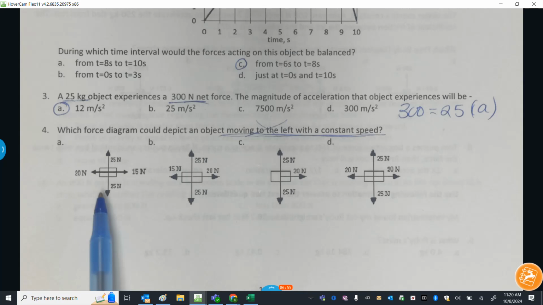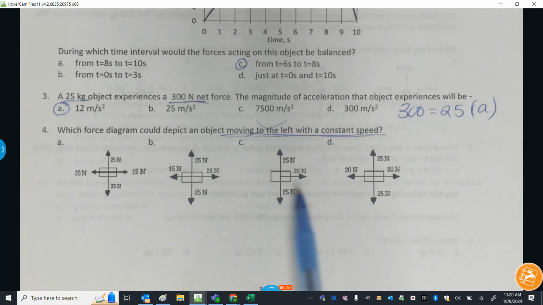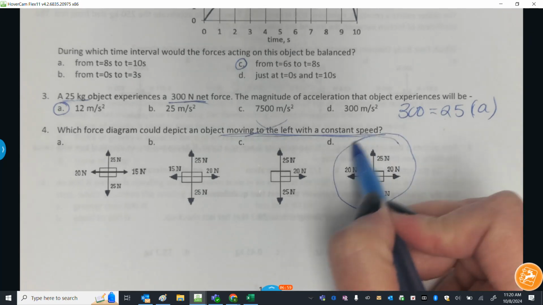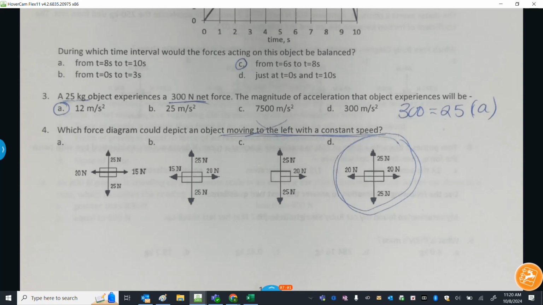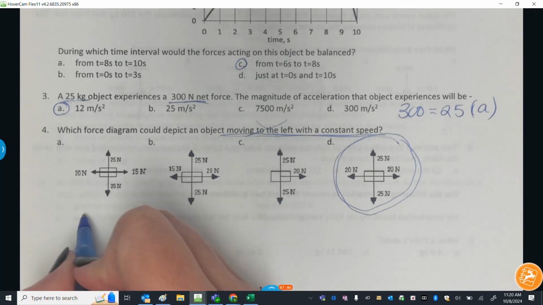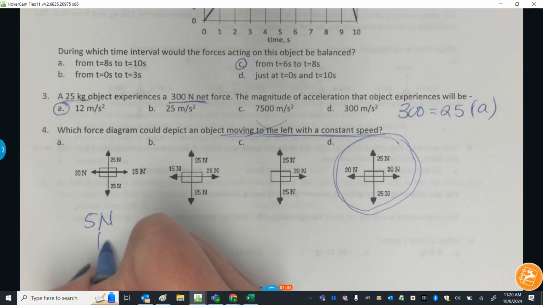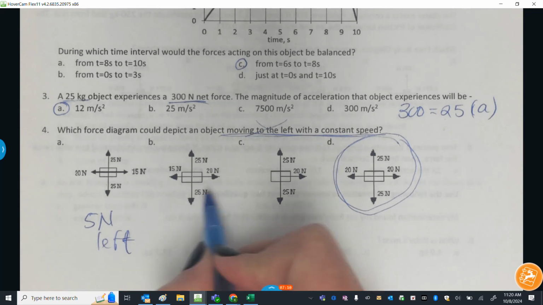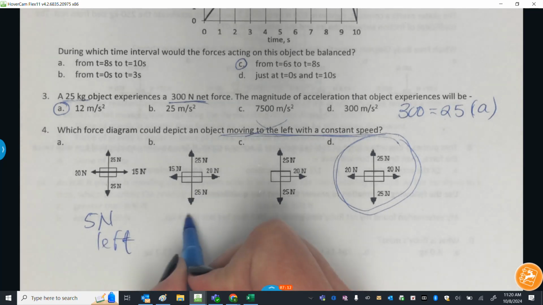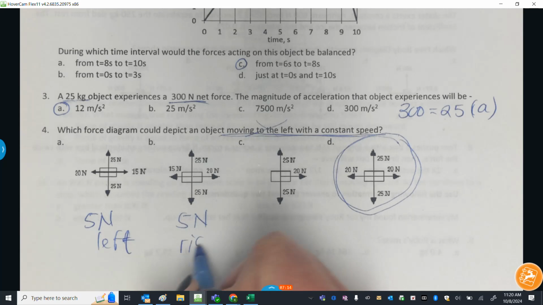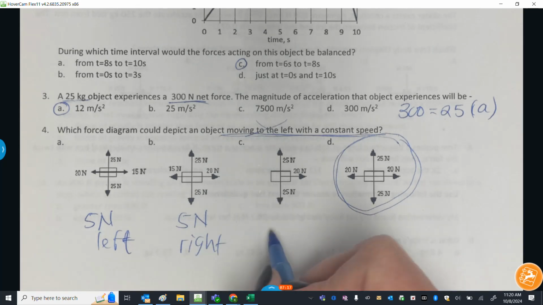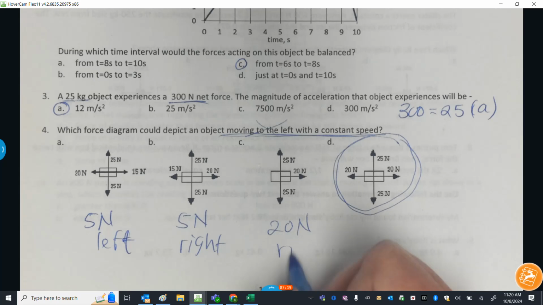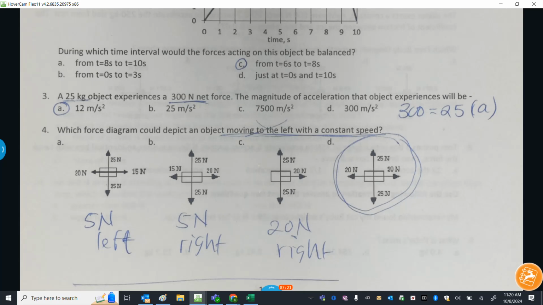If I look at these options, the only one that has balanced forces is this one. Okay, the rest of these have a net force. And so this would accelerate. This has a net force of 5 newtons to the left. It would accelerate to the left. This one has a net force of 5 newtons to the right. It would accelerate to the right. This one is obviously 20 newtons to the right. Okay, all of these would accelerate. The only one that could have constant speed is the one that has balanced forces.